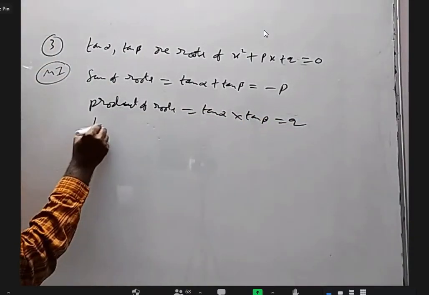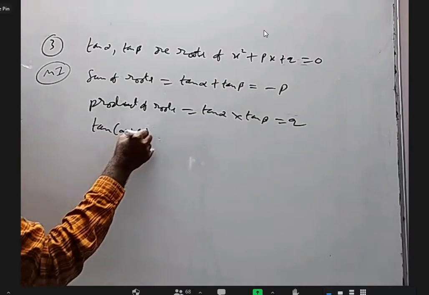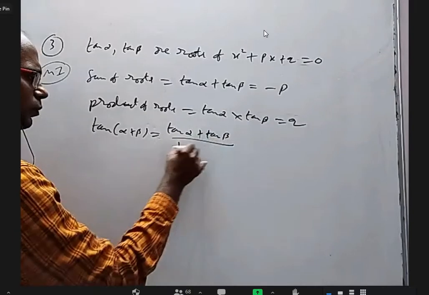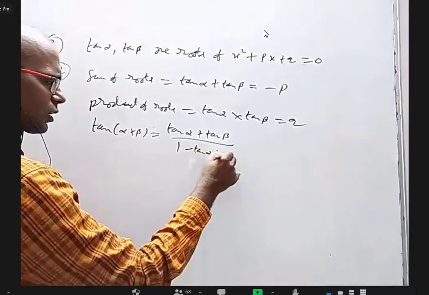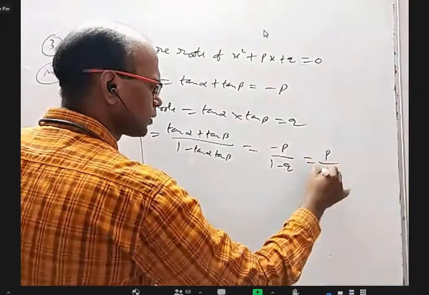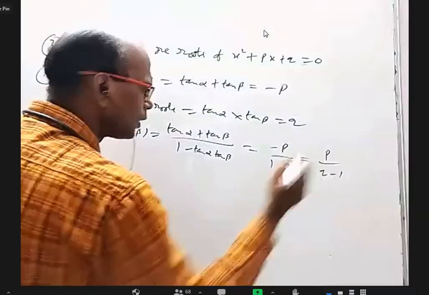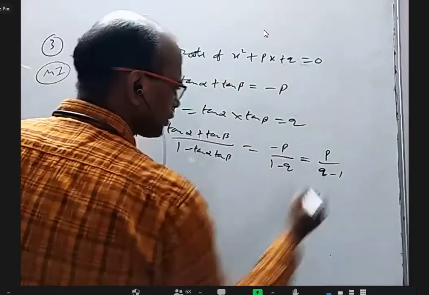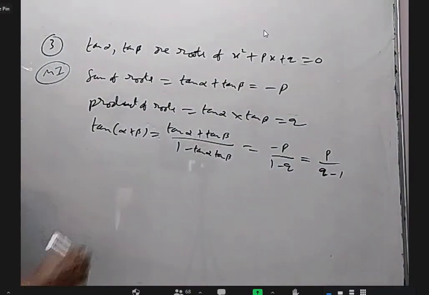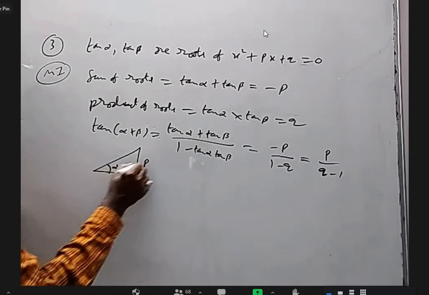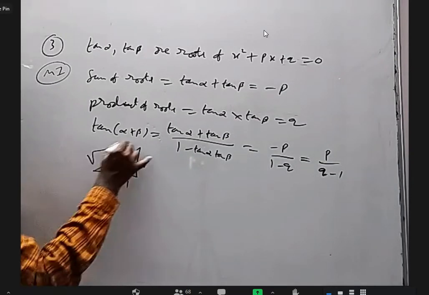Then we substitute the values in tan of A plus B. So you'll get tan alpha plus tan beta by 1 minus tan alpha into tan beta, which is minus p by 1 minus q. You can even write p by q minus 1. Now they wanted sine and cos, so I can even construct a simple triangle. This is alpha plus beta, p is the opposite side, q minus 1 is this.